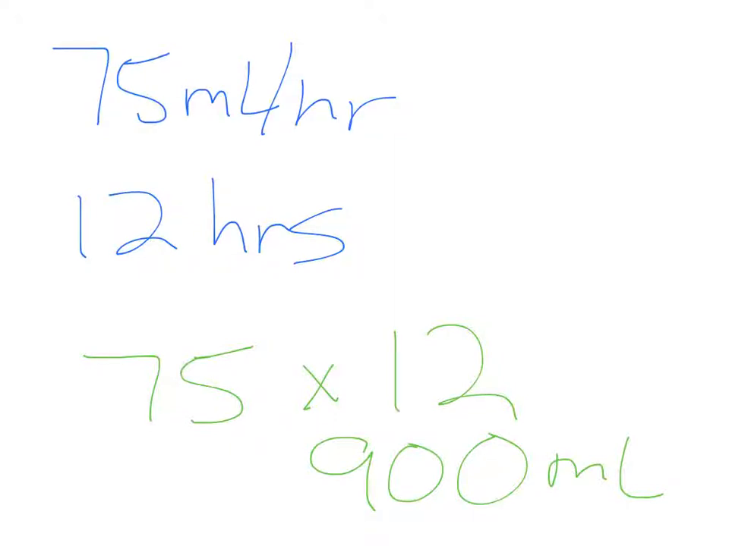The last formula that we looked at in IVs is drops per minute. An example of drops per minute would be number 17. Number 16 gives us a little more information than we need, but I can come back to that one. Number 17: an IV medication with a volume of 100 milliliters is to be infused in 30 minutes. The set calibration is 20 drops per milliliter. Calculate the drops per minute flow rate.